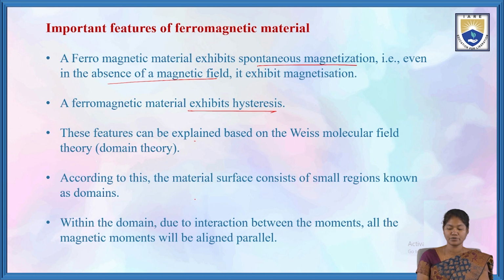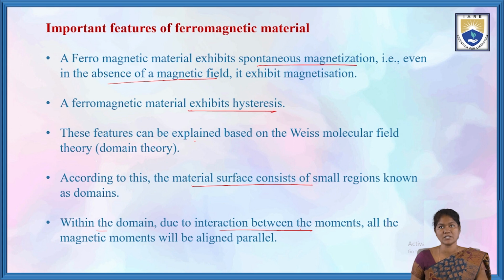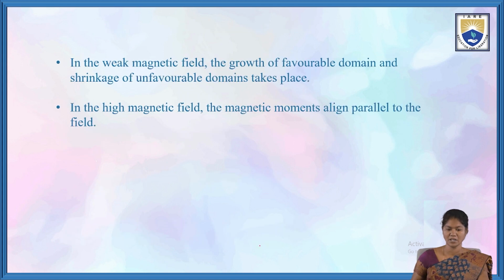According to this domain theory, the material consists of small regions known as domains. Within the domain, due to the interaction between the moments, all the magnetic moments are aligned parallel. In a weak magnetic field, the growth of favorable domains and shrinkage of unfavorable domains takes place. In a high magnetic field, the magnetic moments align parallel to the field.